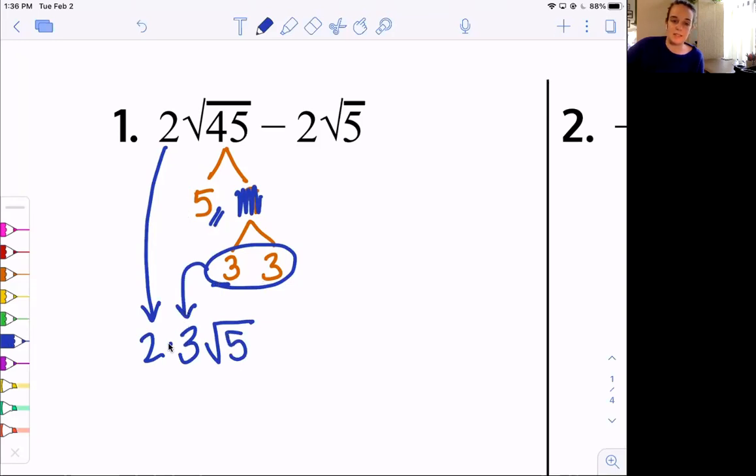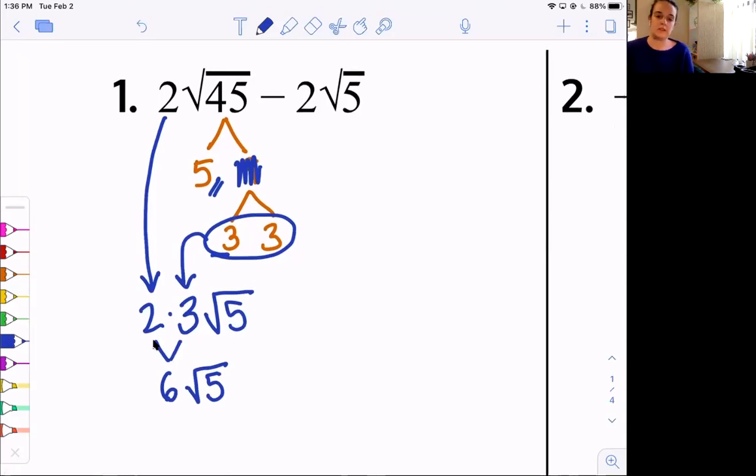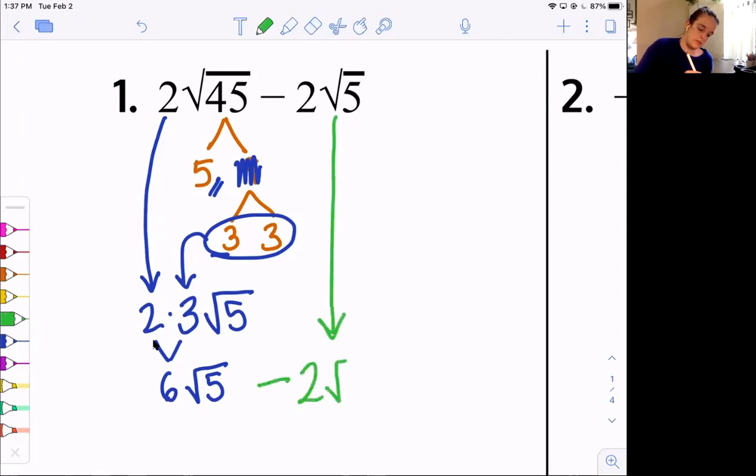This one has a pair coming to the outside. The 2 from before. 2 times 3 is 6 square root 5. Now we have 2 square root 5. Is there any way to break down 5? Anything besides 5 and 1? Yeah, not that I can think of either. It's just 5 and 1. So I'm going to bring this straight down. So I have minus 2 square root 5.